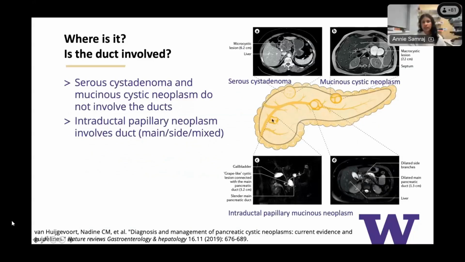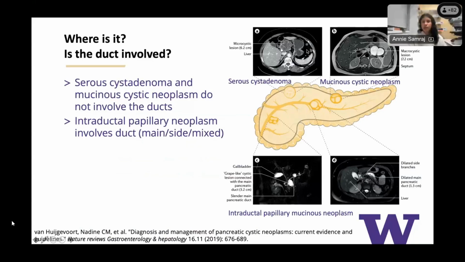And so here you can see that these two lesions, one here in the head and one here in the body, are associated with or arise from the ductal system. And so when you know that it's associated with the ductal system, then immediately first on your differential is intraductal papillary mucinous neoplasm. And so here, that is what this MRCP and MRI are showing, the duct system.